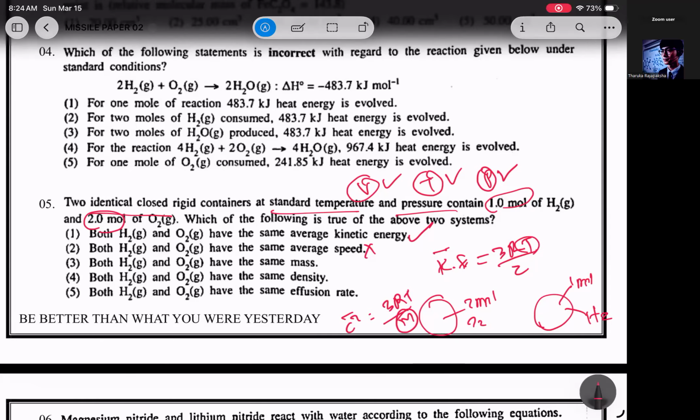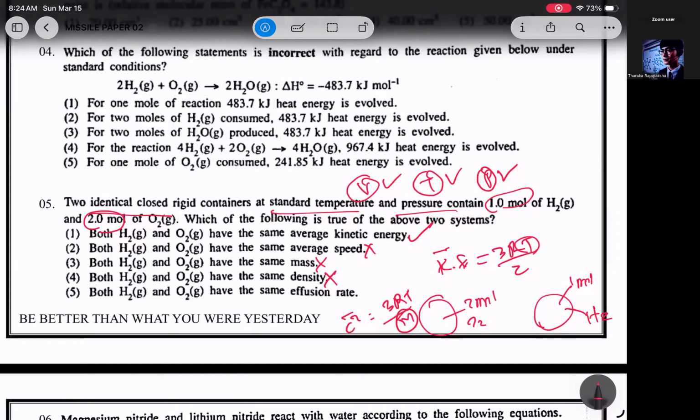Both H2 gas and O2 gas have the same mass. That also can't be happening, right? That also can't be happening because the number of moles are different and also the molar mass is different. So number of moles multiplied by molar mass, you get the mass. So that statement is wrong. Both H2 gas and O2 gas have the same density. If the masses are different, then of course density is different. So mass over volume is density, and although the volume is equal, the masses are different. So that statement is also wrong.